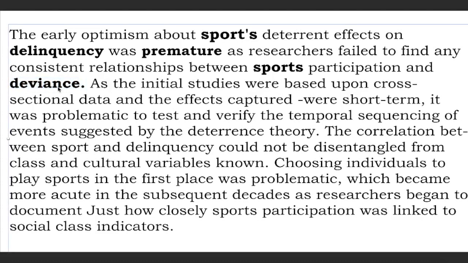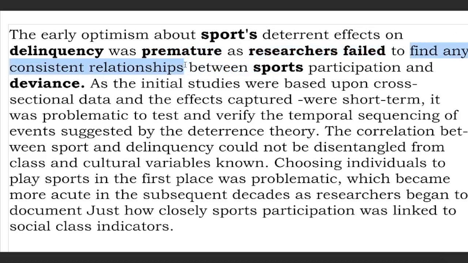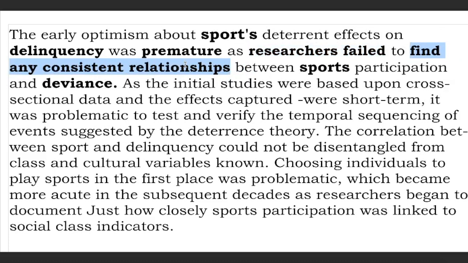Approach the sentence one more time. The early optimism was premature. That means optimism did not work out. That means it was a failure. As researchers failed, they failed to do what? To find any consistent relationship between sports participation and deviance.